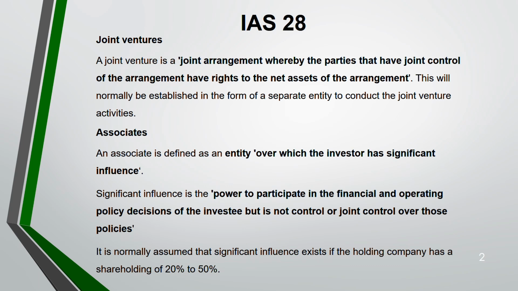Normally, significant influence means you have a shareholding of 20 to 50%. So in the exam, either you will be given the percentage to decide whether you have significant influence, to decide whether it's an associate, or you will be given whether they have the power to participate in the decision making of the investee.